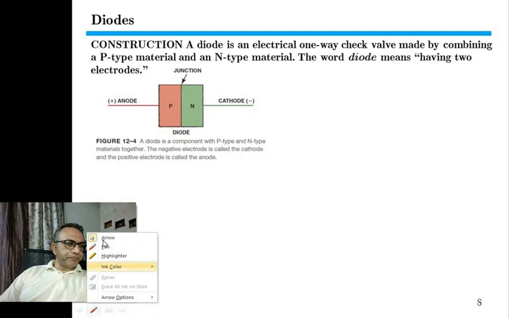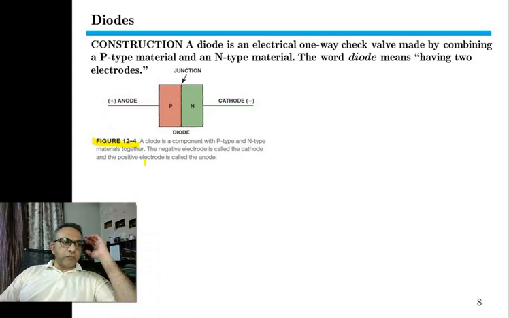Figure number 12.4 shows the construction of a very simple diode. We have the anode terminal. The anode terminal is always connected to the p-type material, and we have a cathode terminal. The cathode terminal is always connected to the n-type material. The diode itself is the combination of the p-type material and the n-type material. And this junction is the place where the n-type material and p-type material join together.